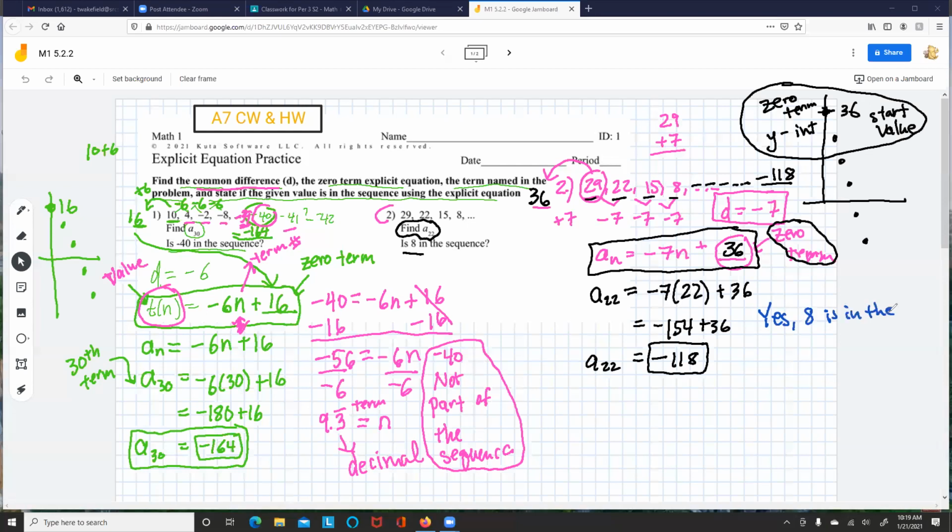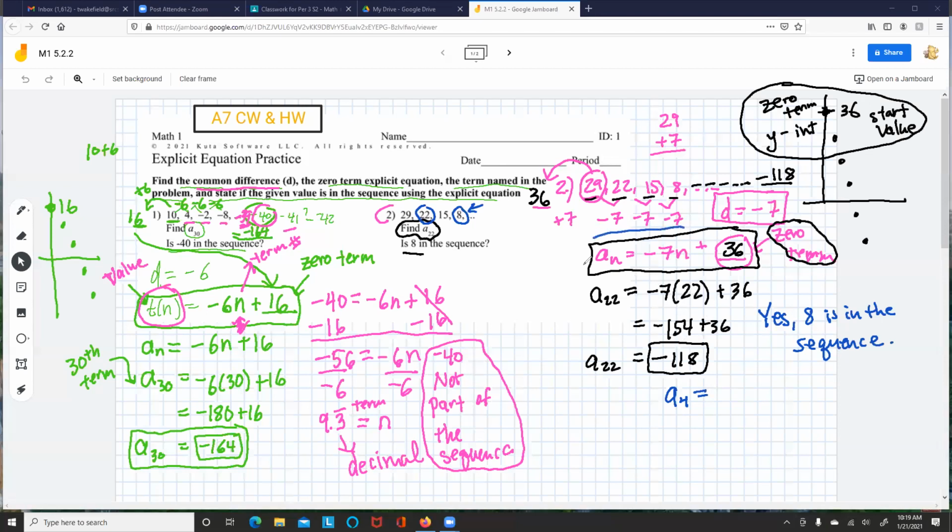Because the answer is literally in the sequence. Right, it's right there, right? 8's right there. But let's test it out. What term is that? Is it the second term? The second term's right here, right? This is the second term. Fourth term. So it's the fourth term. So that means if we plug in a sub 4, we should get 8. So let's test it out to make sure.